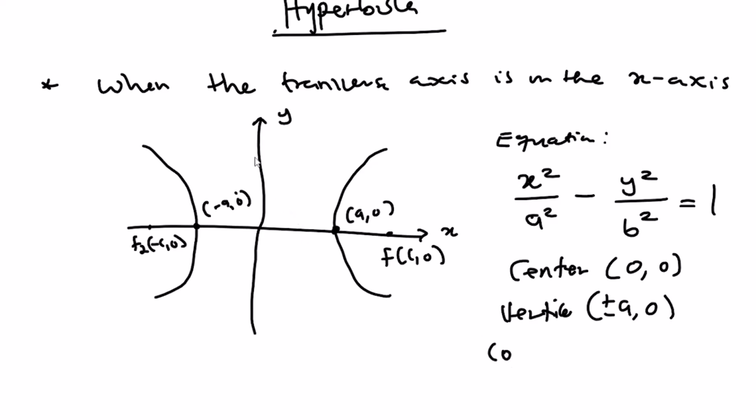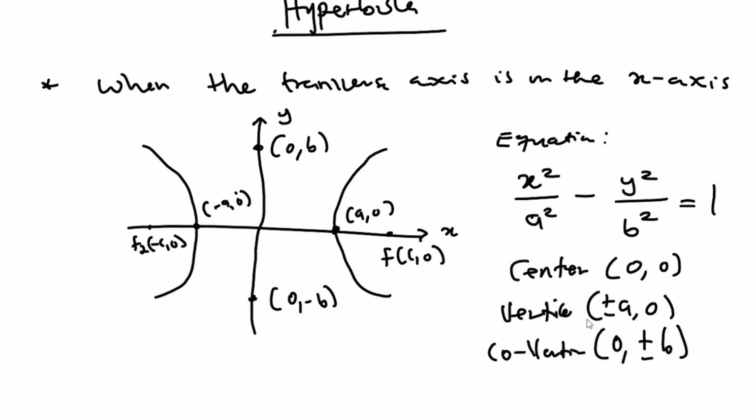Then we have the co-vertices. The co-vertex lies on the y-axis, so it's going to be 0,b, then we have 0,negative b. So the co-vertex will be 0, plus or minus b, because we have the positive side and the negative side on it. And what will be the foci? Now the foci lie on this axis, the x-axis. So I'm going to get plus or minus C,0 as our foci.